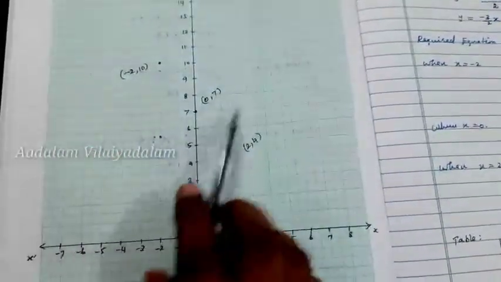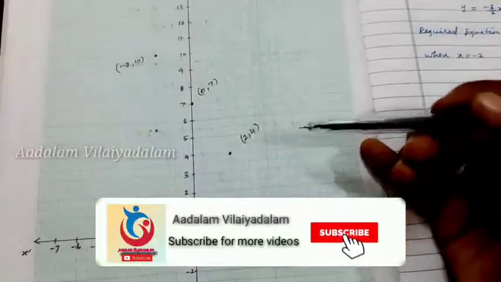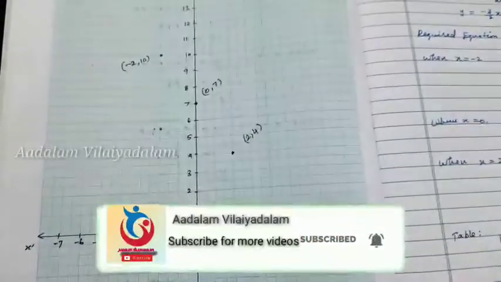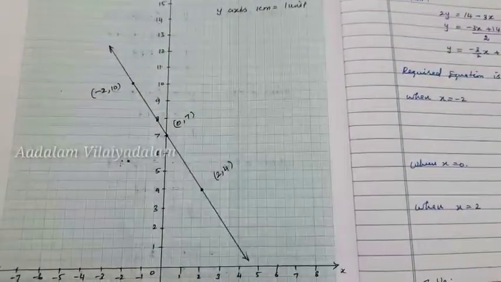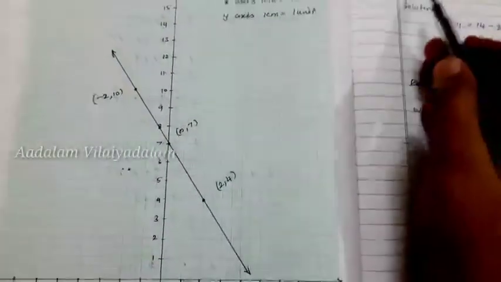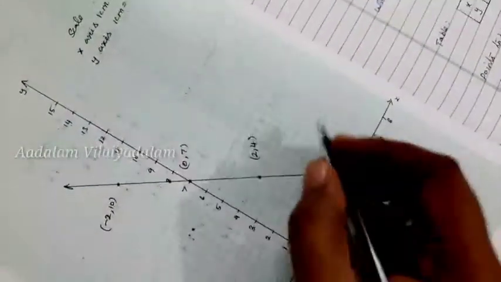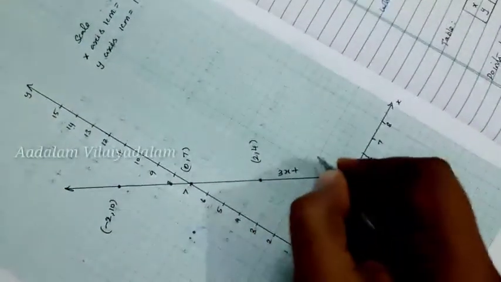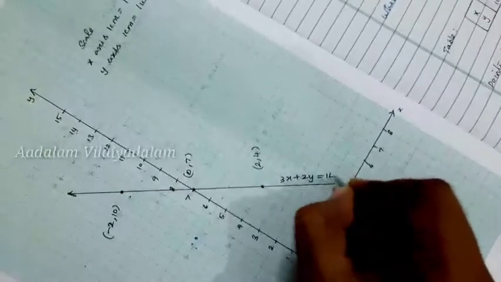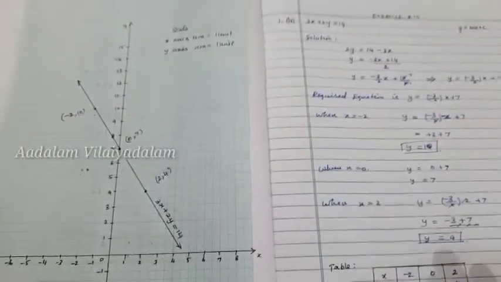Here we have plotted the 3 points (-2, 10), (0, 7), (2, 4). Let us join all these points, then we will get a straight line. This is the required straight line for the equation 3x plus 2y equal to 14. So the linear equation we got it. Let us write the equation on the line, 3x plus 2y equal to 14. With this, let's complete the first question.